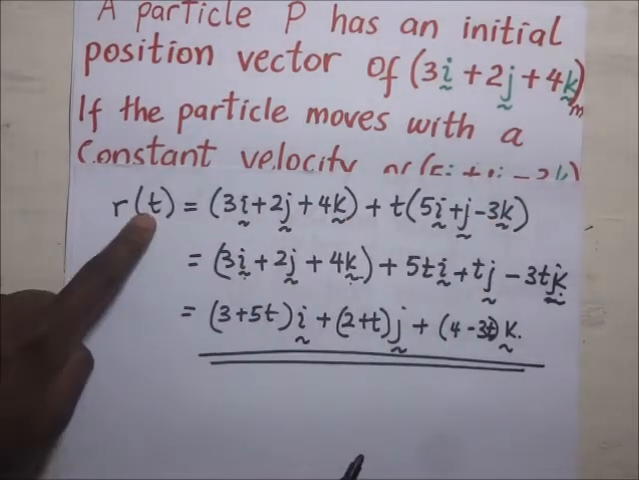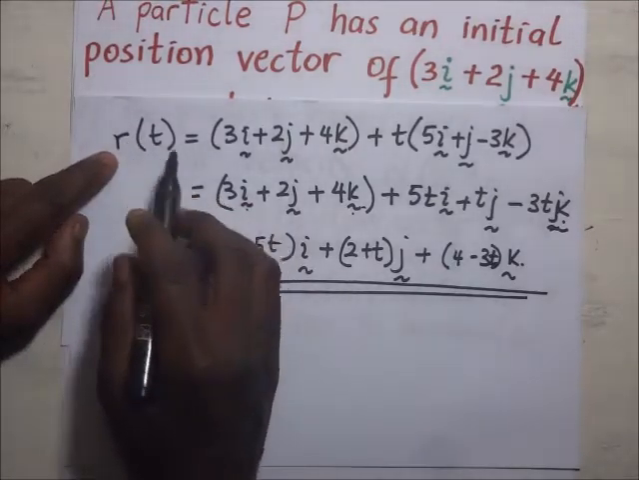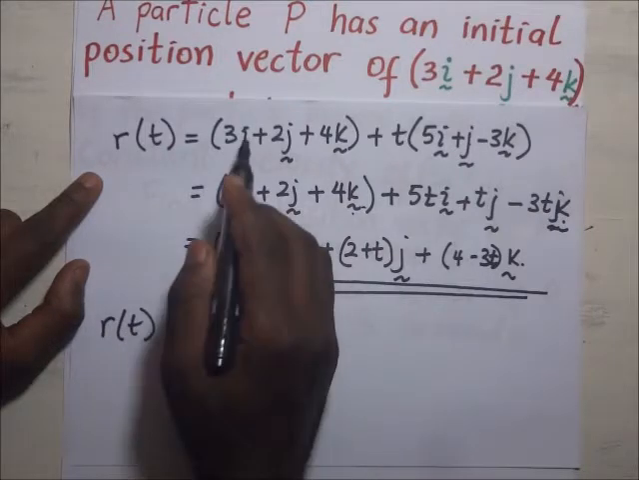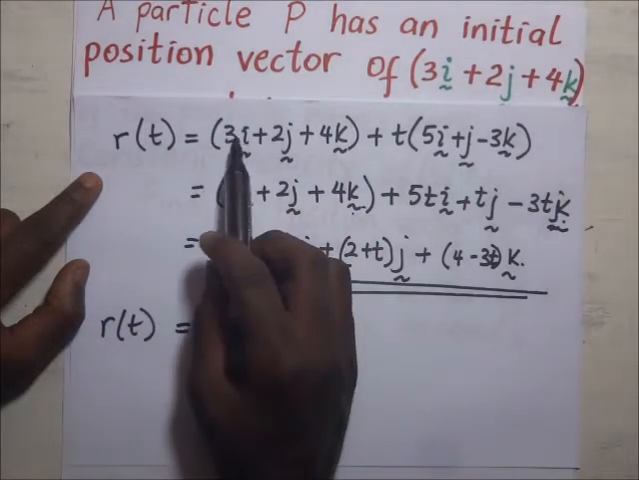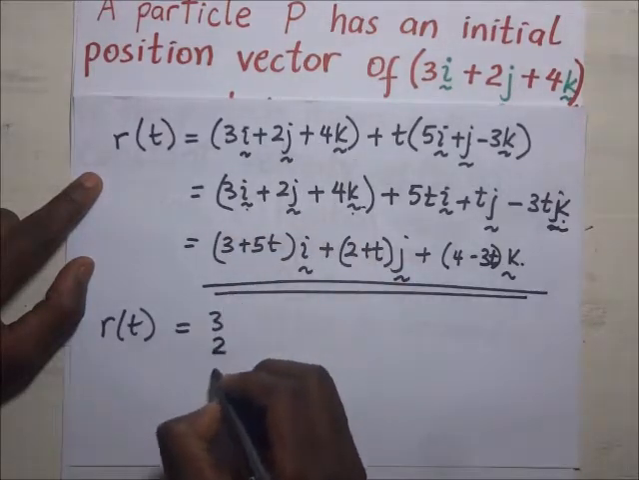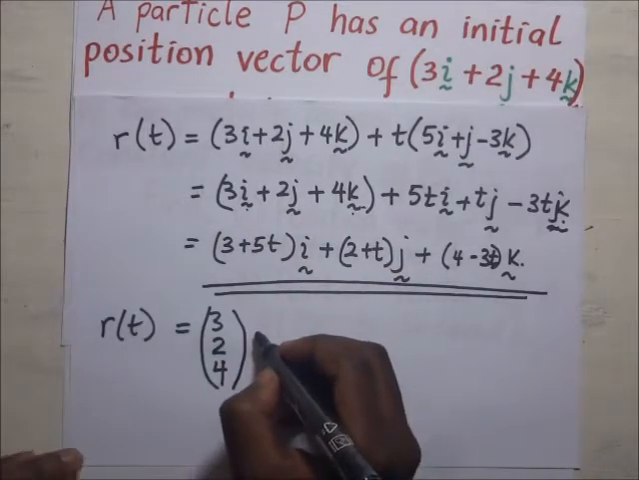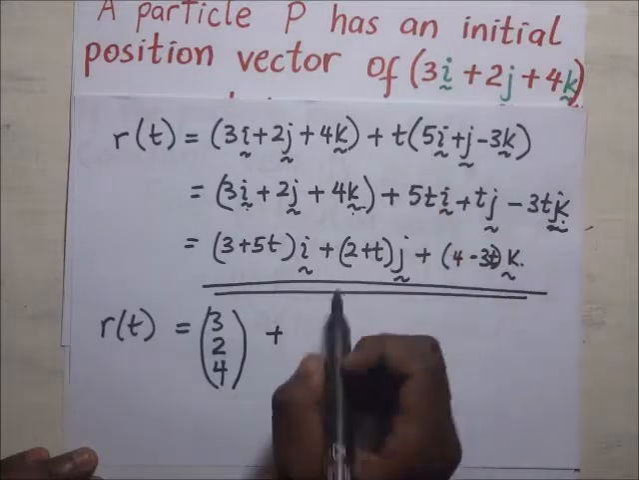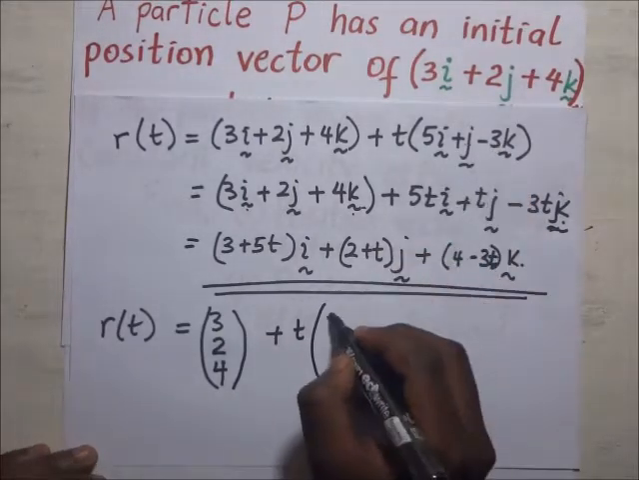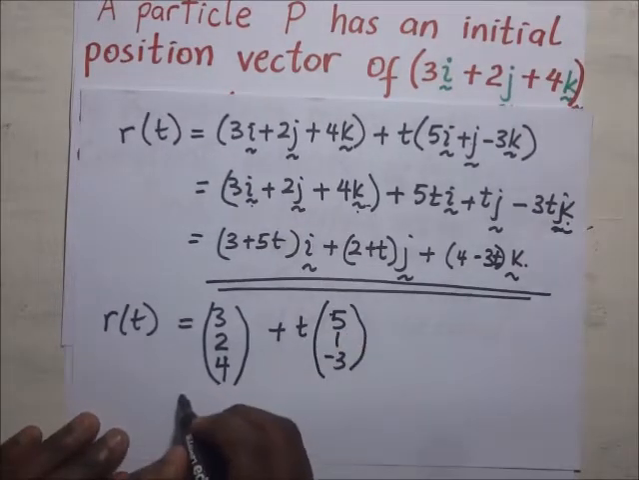We could as well express this in another way, in the column form. It's another way of writing it. If we said r of t is going to be equal to 3i plus 2j plus 4k, it can be written in the form of 3, 2, and 4. This is vectors in column form. Plus, this is t outside, times 5, 1, negative 3.